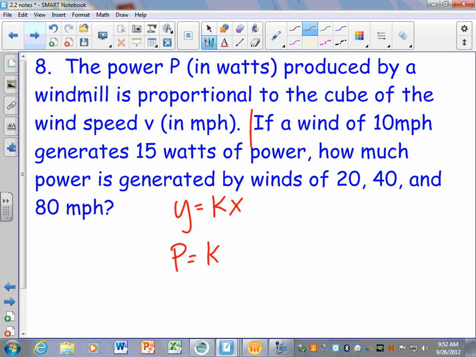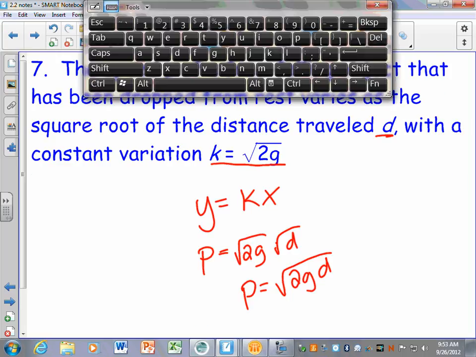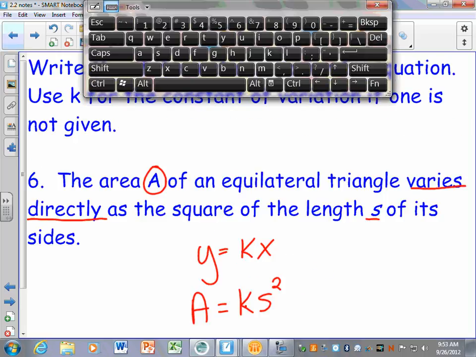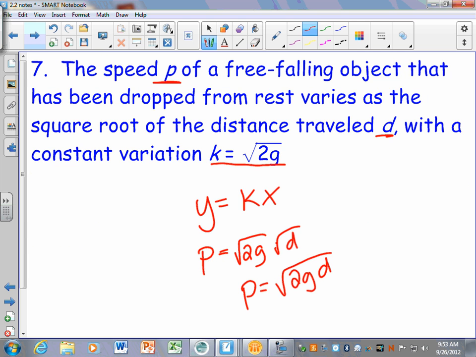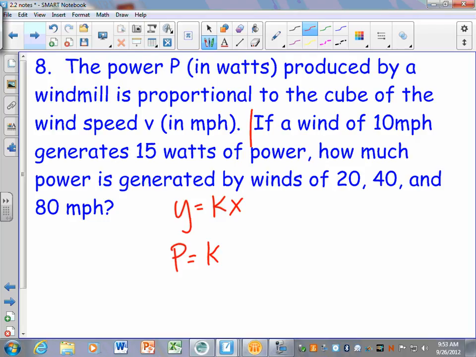I'm going to go back for a second. On this one, when it said as the square of the length of S, we wrote it as side squared, right? That didn't mean the square root. When it actually said square root, that meant square root. So using that, what do you think? Do you think it's going to be v cubed, or do you think it's going to be the cube root of v?